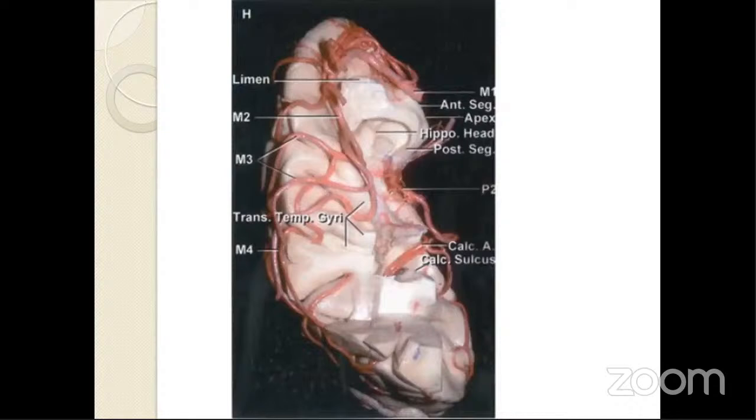This is another image of the upper surface of the temporal lobe. Here we can see the M2 segment after the genu. It continues, it goes on the insular surface, and it then gives rise to the M3 segment. And on the lateral surface, on the cortical surface of the brain, we can see the M4 segment of the MCA.